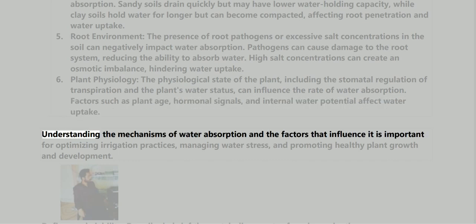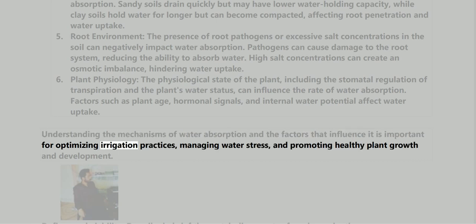Understanding the mechanisms of water absorption and the factors that influence it is important for optimizing irrigation practices, managing water stress, and promoting healthy plant growth and development.